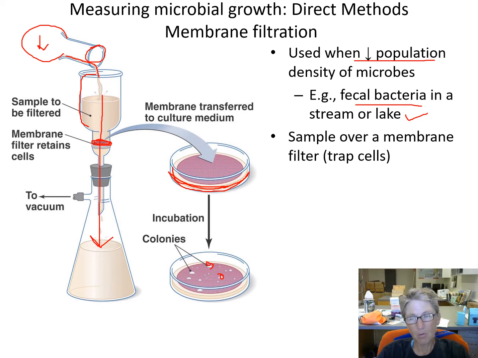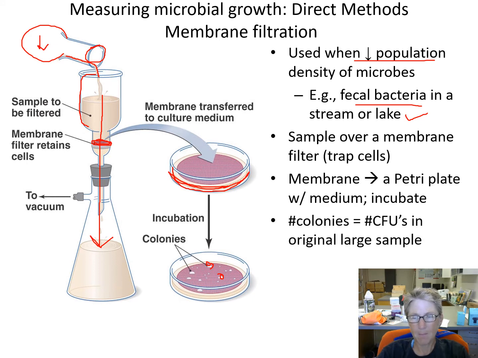The sample goes over a membrane. We talked about that. Then you incubate it, and then you count the number of colonies. So here's 1, 2, 3, 4. You can count them. That equals the number of colony-forming units in an original large sample.